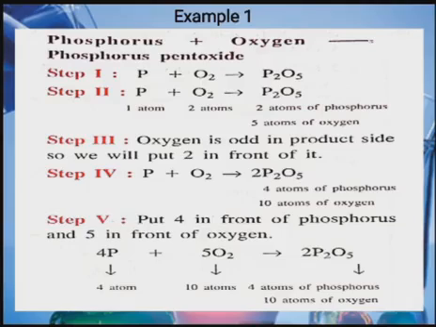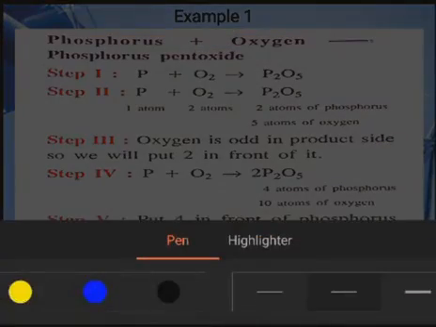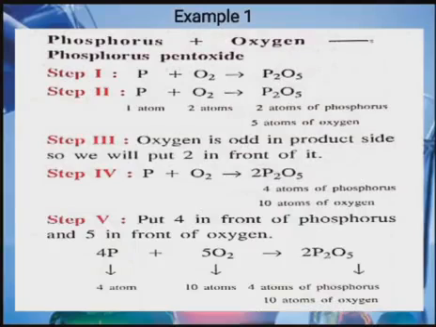Okay, so in the second step, we will write down the number of atoms. Here you can see phosphorus has one atom and oxygen has two atoms, and on the product side you can see two atoms of phosphorus and 5 atoms of oxygen. So to balance the number of oxygen atoms on both sides, we will put 2 in front of P2O5.